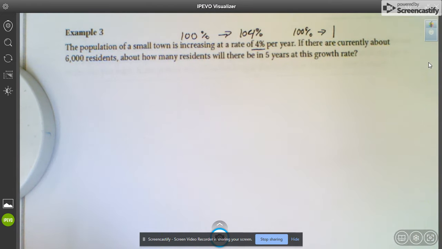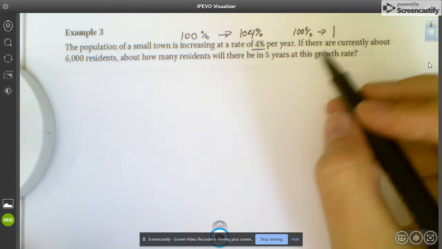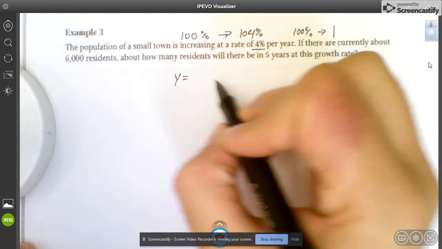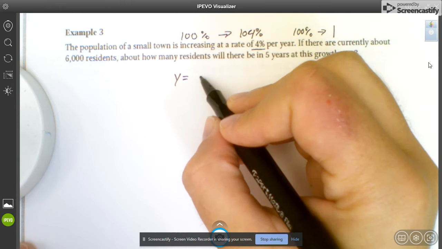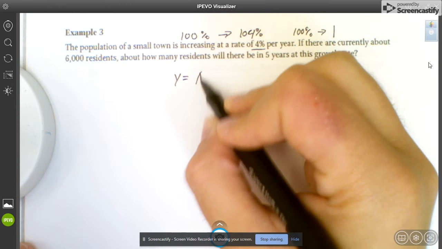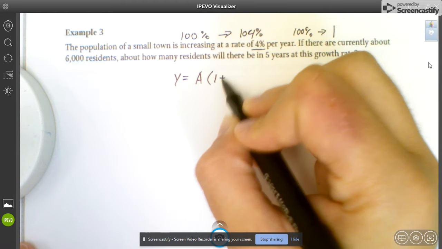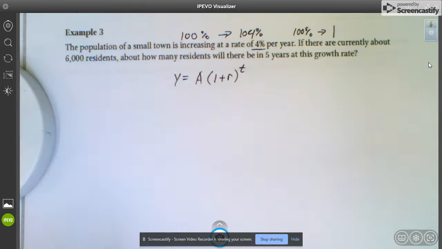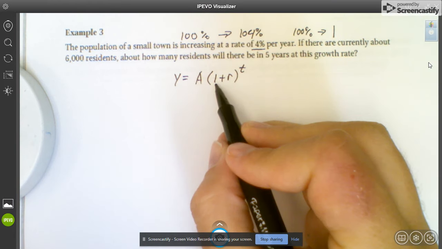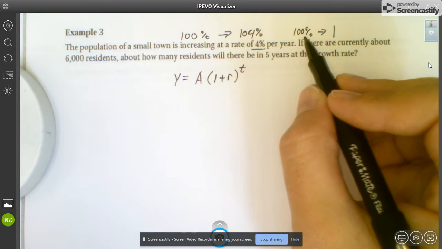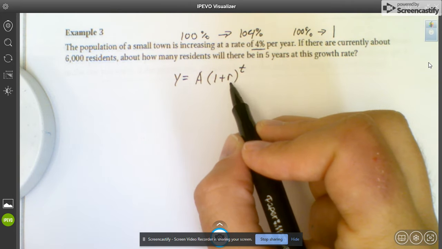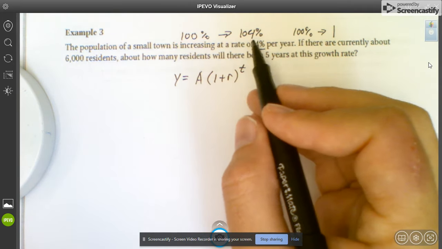Okay? So what they've done is they've taken that formula that you're used to, the exponential growth formula, and they simplify it down to A times 1 plus R to the T power. Okay? And this 1 right here comes from the fact that you started with 100%. And then you increase by whatever your rate is, you'll see where we're going to end up with the 104%.